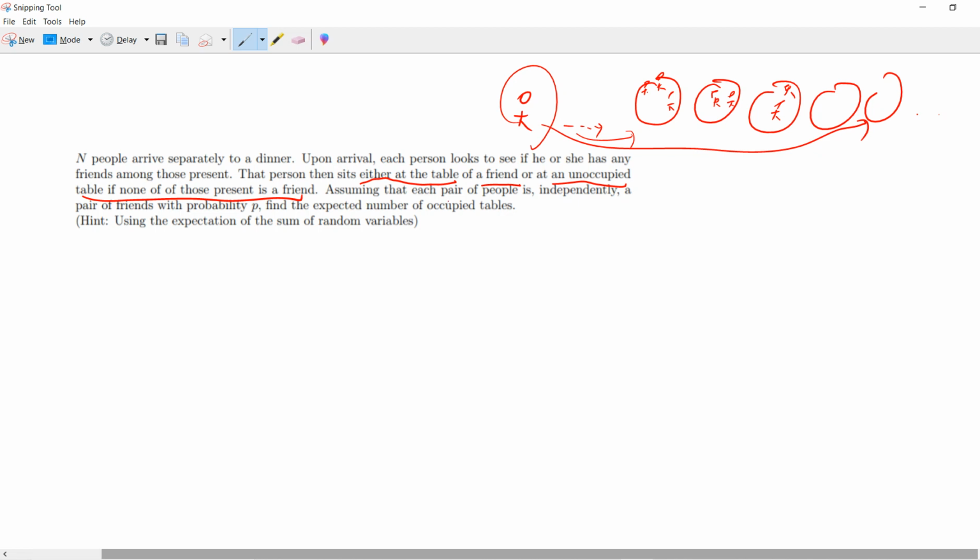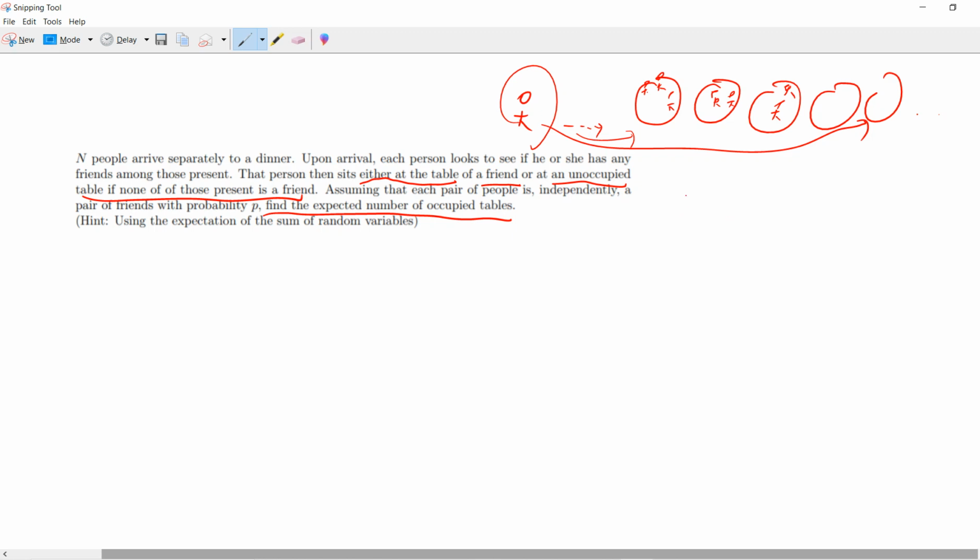Okay, and the question is that each pair of people independently has a probability p of becoming friends. We want to find the expected number of unoccupied tables.